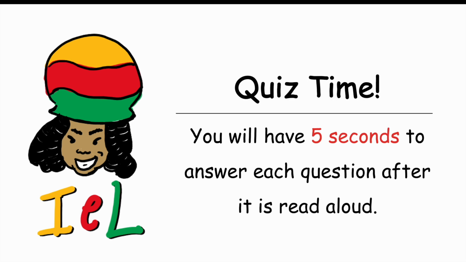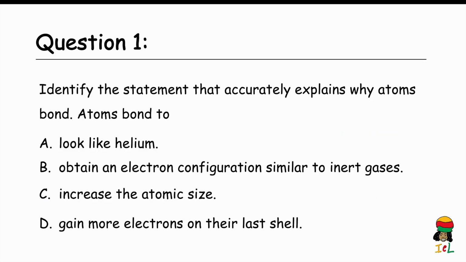It's quiz time. You have 5 seconds to answer each question after it is read aloud. Question 1. Identify the statement that accurately explains why atoms bond. Atoms bond to A. Look like helium. B. Obtain an electron configuration similar to inert gases. C. Increase the atomic size. D. Gain more electrons on their last shell.